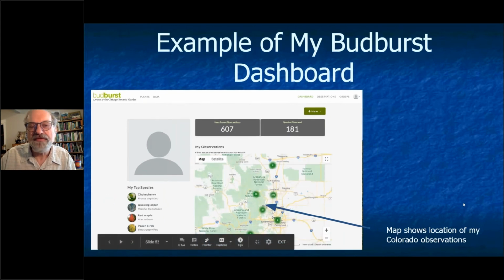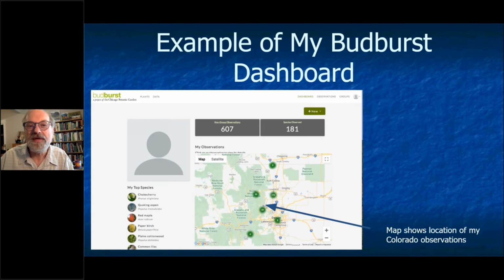So I think this is true of iNaturalist and also eBird. If you take bird observations, when you contribute to these databases, they're a cool way of keeping track of your own observations. So here I can see where I've made Budburst observations in Colorado. I've gone up and down the Front Range, but haven't done too well on the Western Slope, it looks like. But it's just kind of cool to see where you've been, and then you can go back and click on each of those to see what species you observed, and when or where.